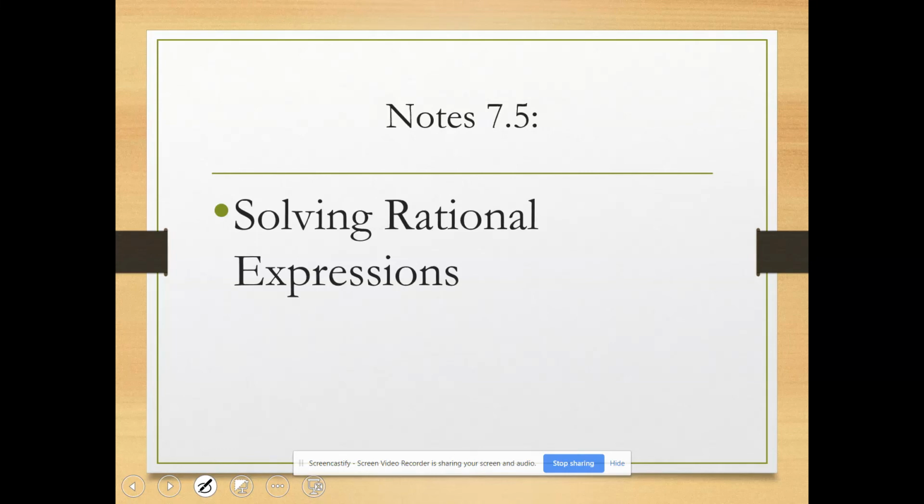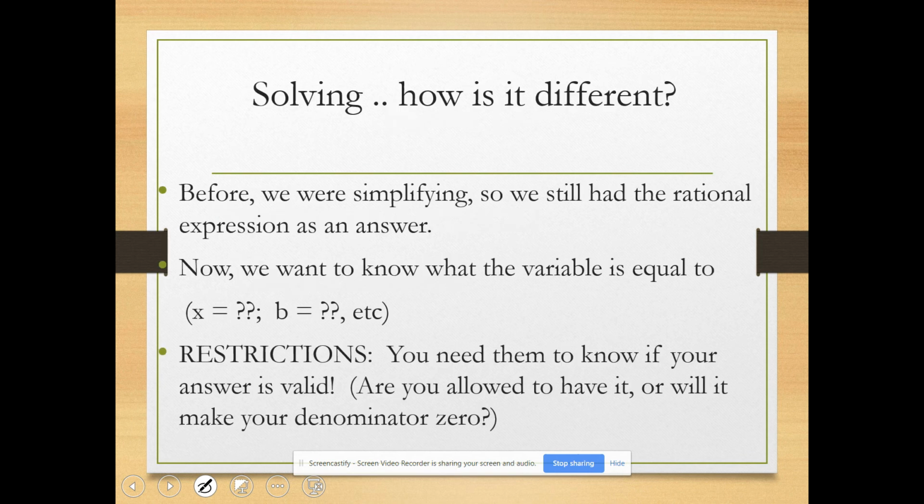Hello everybody, we're going to finish up chapter 5 with these notes on solving rational expressions. Up to this point, we've been simplifying, factoring and finding ways to reduce things, but we never actually found where x equals or y equals or a equals or b equals, whatever the case may be. So that is what we are currently going to do. We want to know what the variable is equal to.